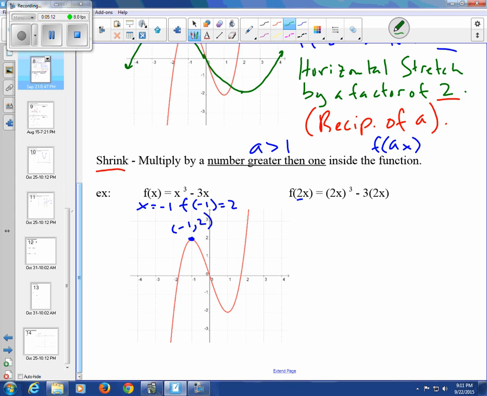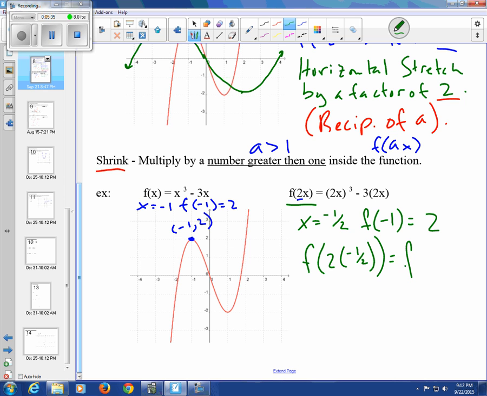And again, we can ask ourselves, right here, what x value am I going to have to plug into f of 2x in order for f to evaluate -1 and give me that max of 2 again? Right here, we can see that x value is going to have to be -1/2. And f of 2 times -1/2 is going to give me f of -1, which gives me the output of 2. And now we're seeing that max happen much faster on the x-axis, right?